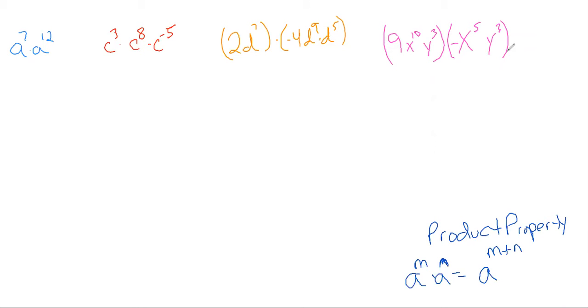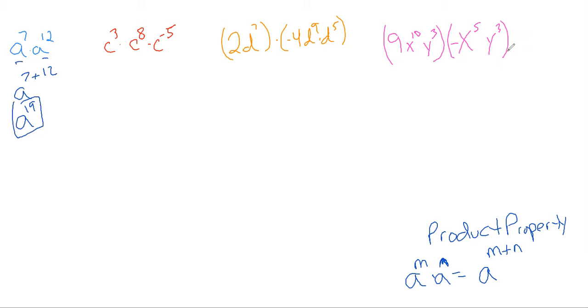We'll start from left to right here. I've got four of them. It says a to the 7th times a to the 12th. Notice that the bases are exactly the same in this case, so all I do is say a to the 7th plus 12. And I have a, 7 plus 12 is 19, a to the 19th power. That's all we have to do in that case.